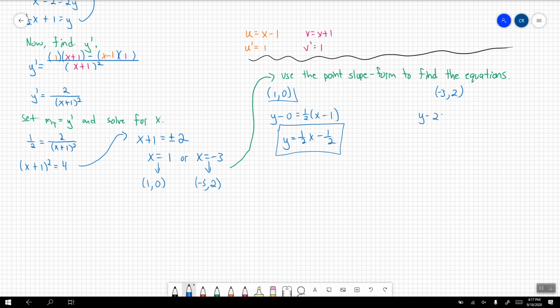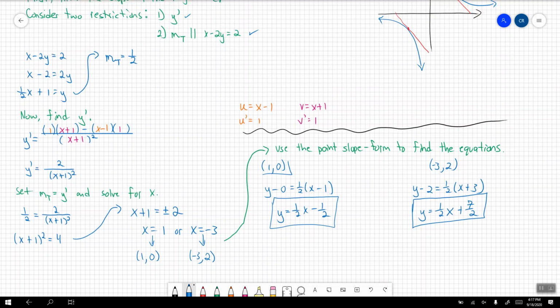y minus 2 is equal to m, same slope, times x minus x1, so x minus negative 3, which is going to be plus 3. Distribute and simplify, that's 1/2 x plus 3/2. 3/2 plus 2 should be 7/2. And those are the two equations that are tangent to that given graph.